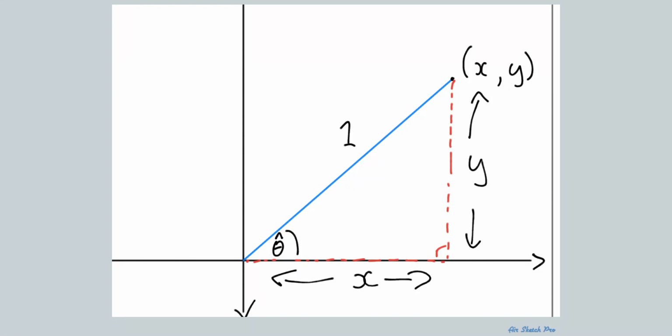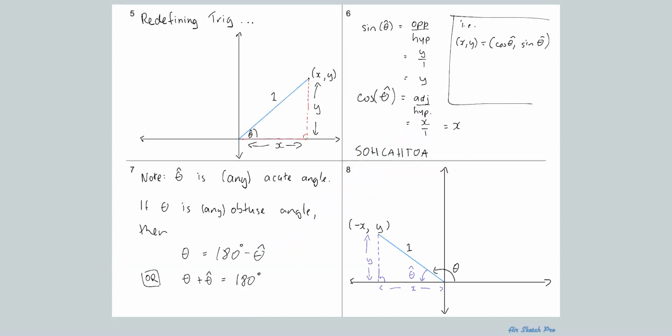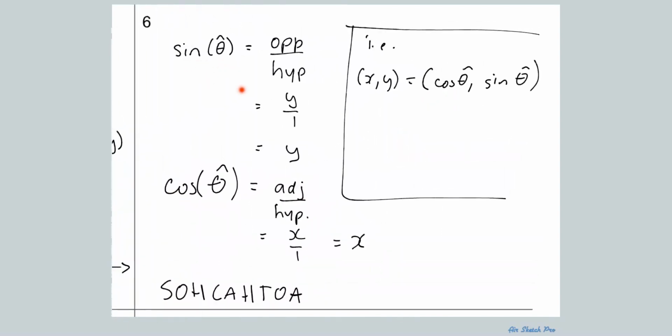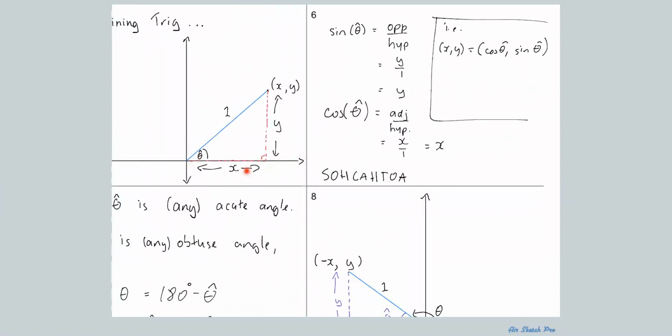What I then asked you to consider is what that means in terms of sine and cosine. Sine is opposite over hypotenuse. The opposite is y, the hypotenuse is 1, and so sine of theta hat must be just y. Cosine of theta hat, similarly, is just the x coordinate. Cosine of theta is x over 1, which is just x. And that's what we have over here. Sine of theta hat is y, cosine of theta hat is x. This allows us to consider cosine and sine of an angle as a point along this one unit length hypotenuse.